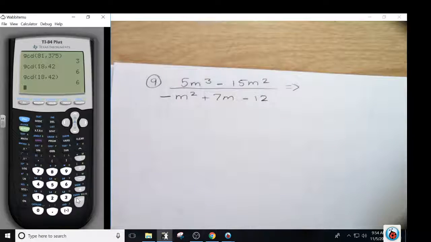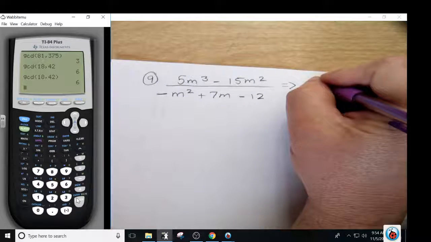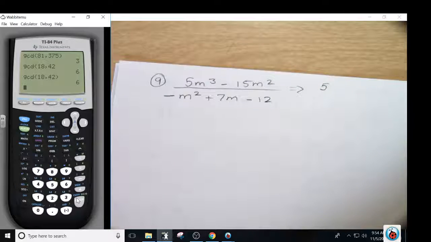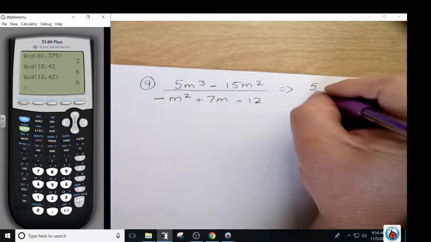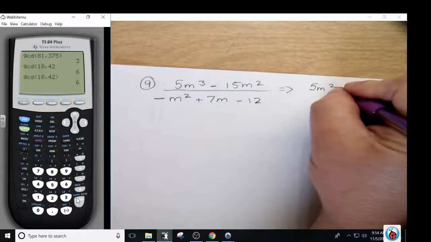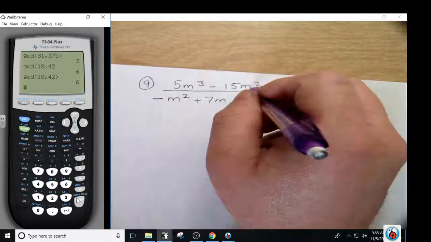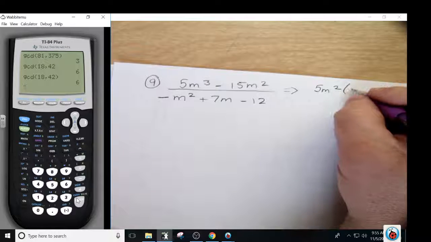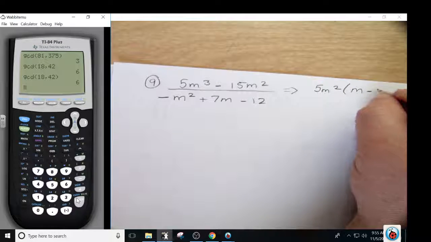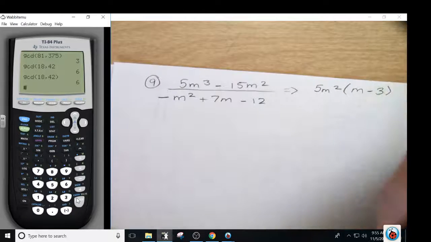All right, guys, can somebody tell me what I can do to the top? Factor out a 5. All right. Can I factor out an m? An m squared, right? Because you can always factor out the lowest exponent. Now, if I divide this and this by 5m squared, that would be m minus 3.